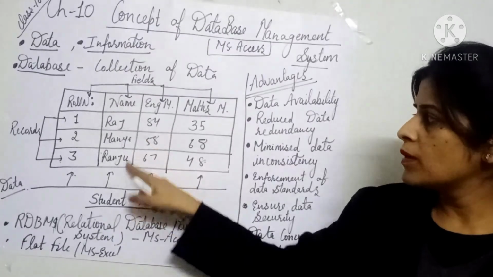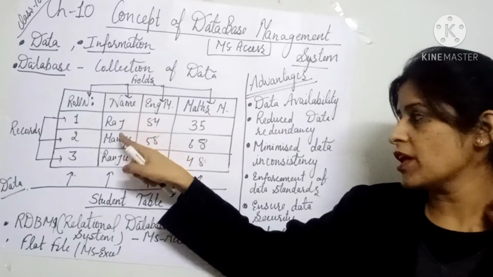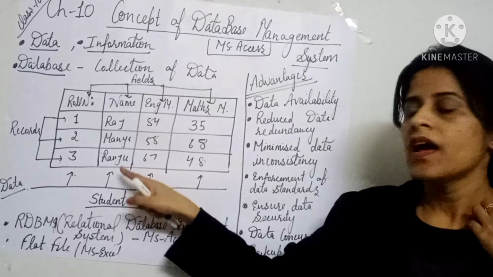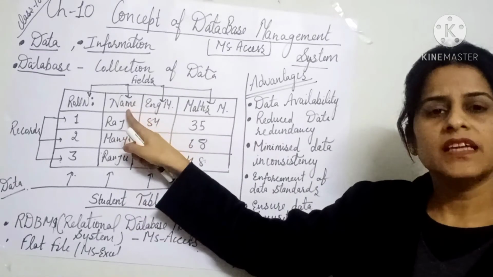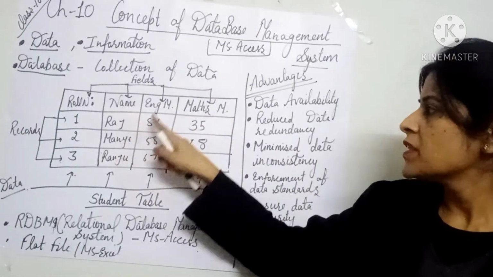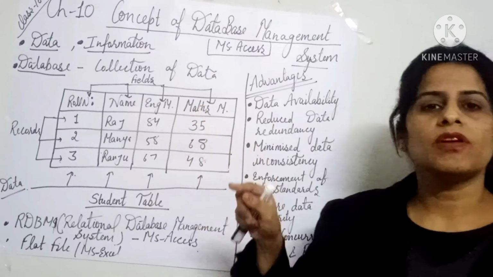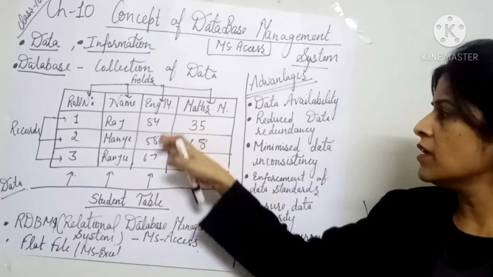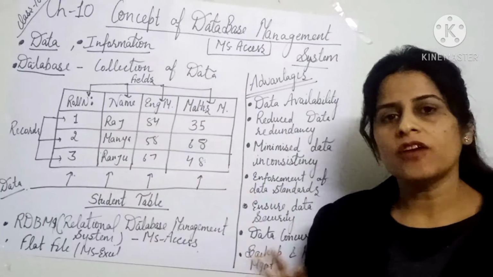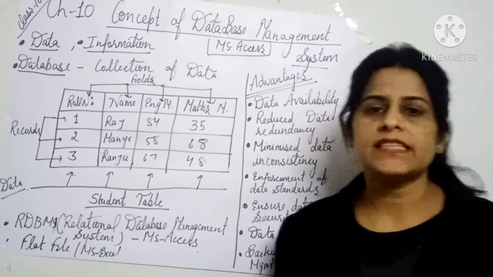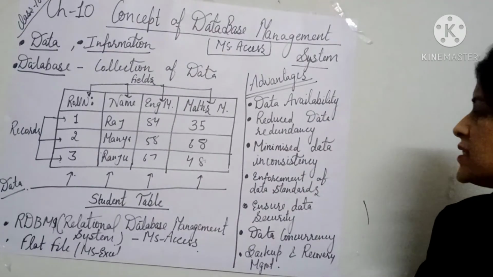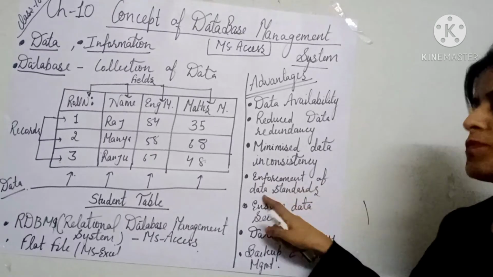When I am using the name, in the name when I am putting the names of the person, I will declare the name type is of the text type. Similarly, English and maths marks will be of the number type. So I will follow some standard, and after following that standard we can create a table in MS Access. So there is enforcement of the data standard.